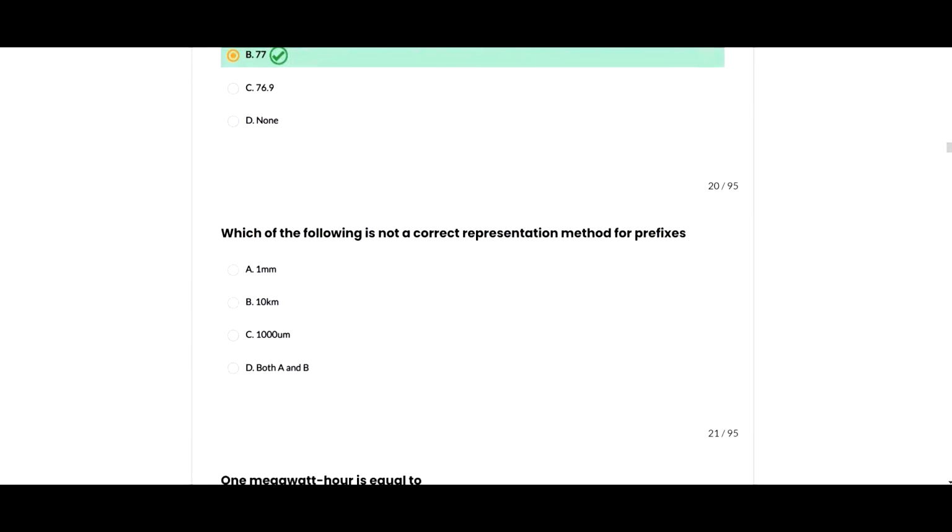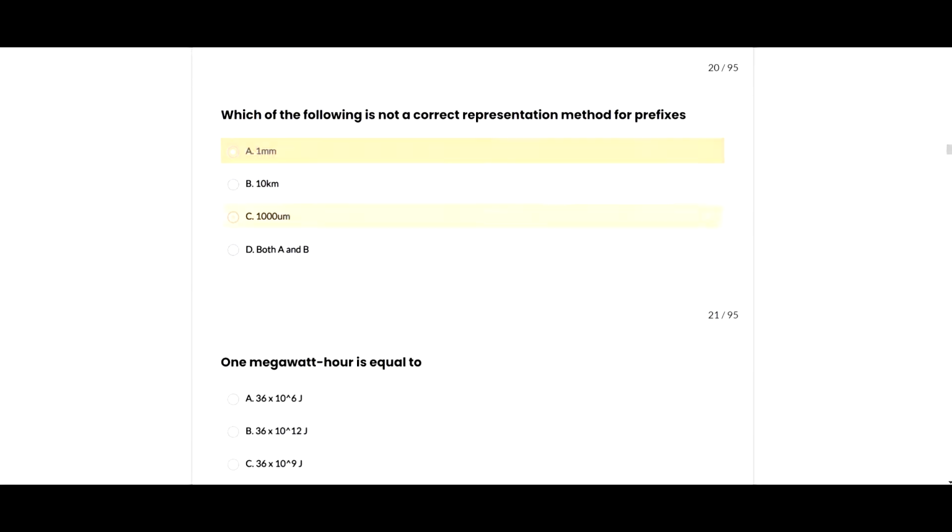The next MCQ. Which of the following is not a correct representation method for prefixes? 1 millimeter, 10 kilometer, 1000 µm. 1000 µm is not correct. So here C option will be correct.